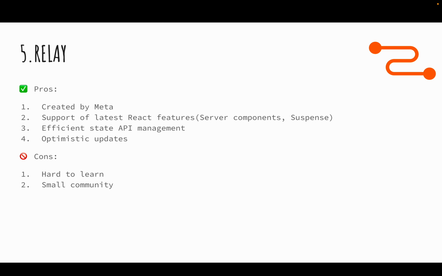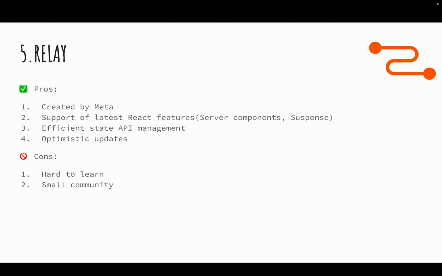Next manager is Relay. So Relay has the same approach, so you can easily work with your API using GraphQL, and you can easily manage your API, and it's created by Meta, the same company that created React, and it has great integration in the React ecosystem, and it can support the latest React features, server components, suspense, and it's efficient. It has an optimistic updates approach.